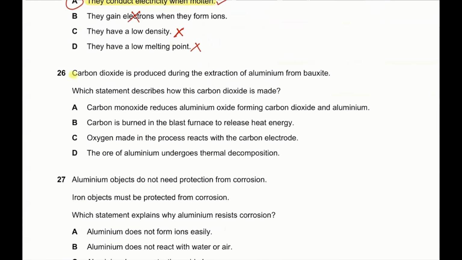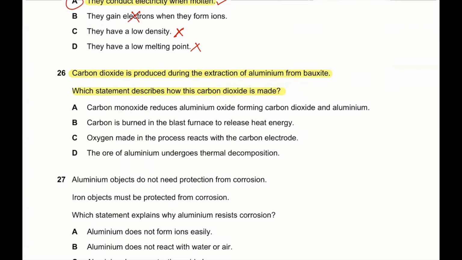Question number 26. Carbon dioxide is produced during the extraction of aluminium from bauxite. Which statement describes how this carbon dioxide is made? So the question says carbon dioxide is produced during extraction of aluminium from bauxite. Guys, carbon dioxide produced during the aluminium extraction is like an indirect process.